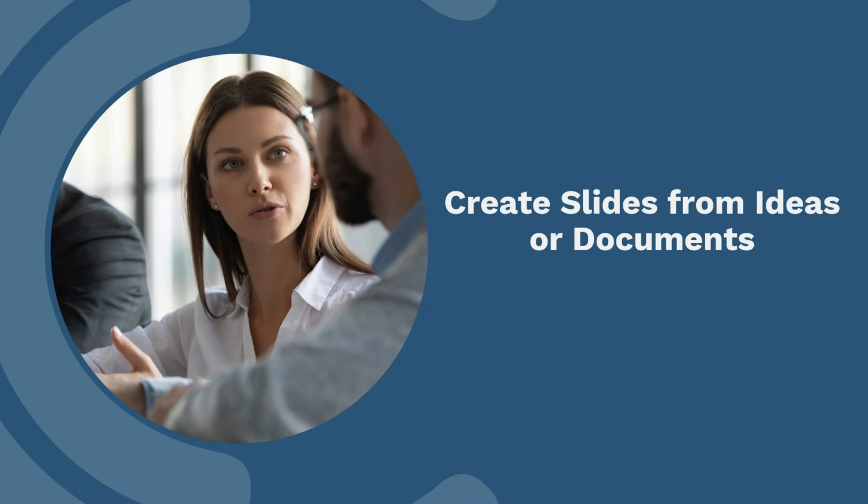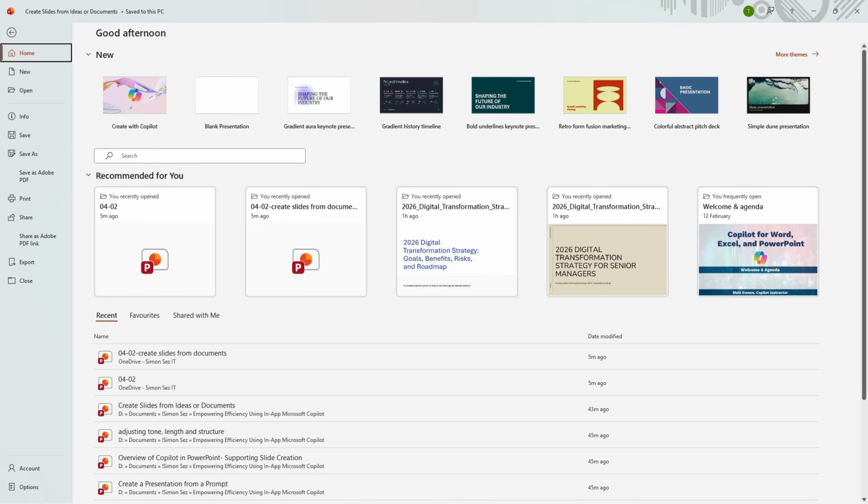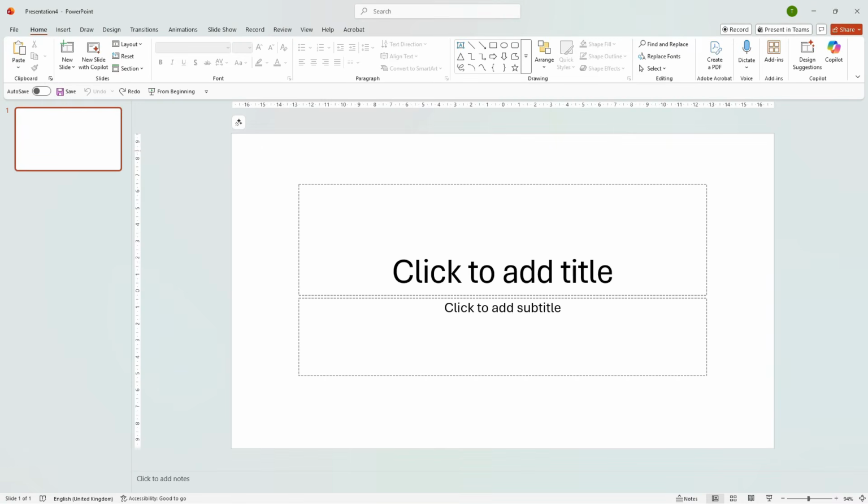Welcome to the video tutorial. In this video, we're going to be focusing on how you can create slides from ideas or documents by utilizing in-app Copilot within PowerPoint. Let's go and take a look. The first thing you need to do is open up Microsoft PowerPoint, the desktop application, then select Blank Presentation. Next, I'm going to open up the Copilot button, which is above the blank slide.